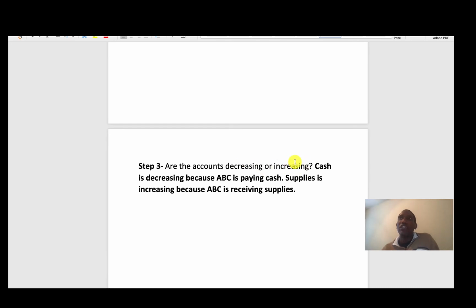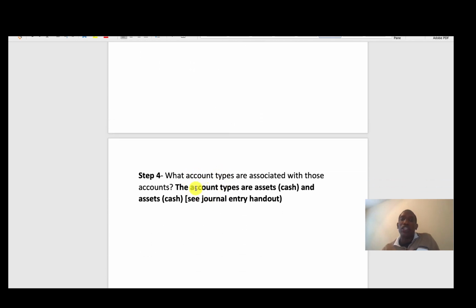So what's happening to the cash? Well, we are paying cash, right? So cash is decreasing because ABC is paying cash. And supplies is increasing because ABC is receiving supplies. So your supplies are increasing, your cash is decreasing, okay? Cash decreasing, supplies increasing. And so now you go to step four, which is, okay, what are the account types?